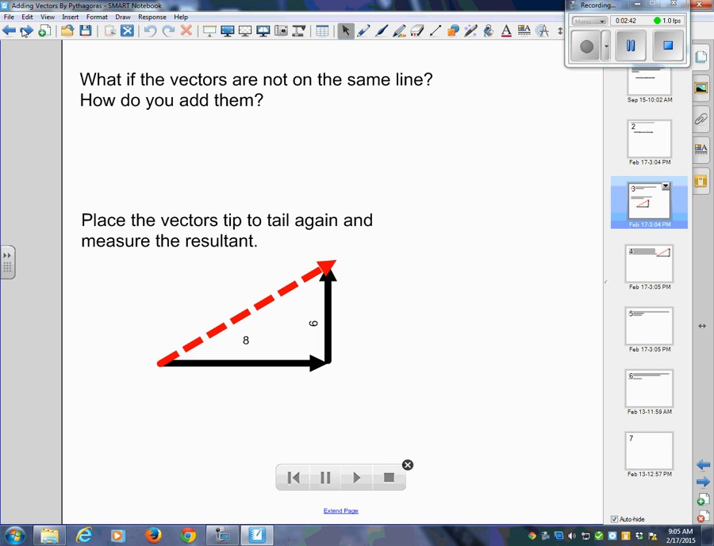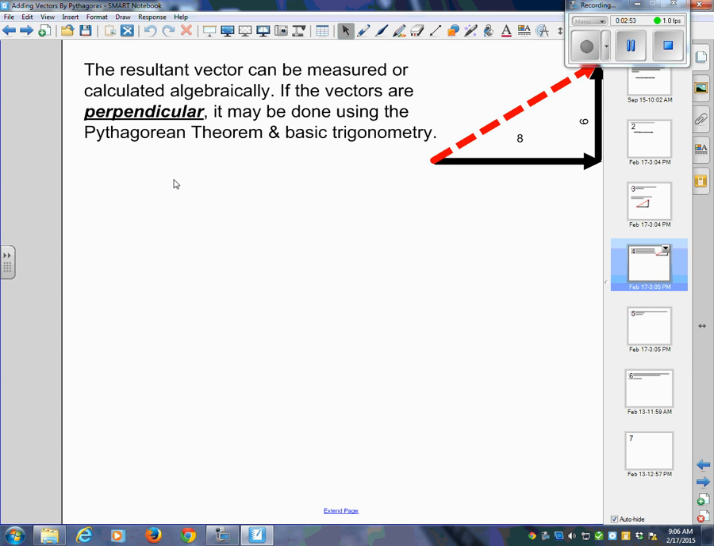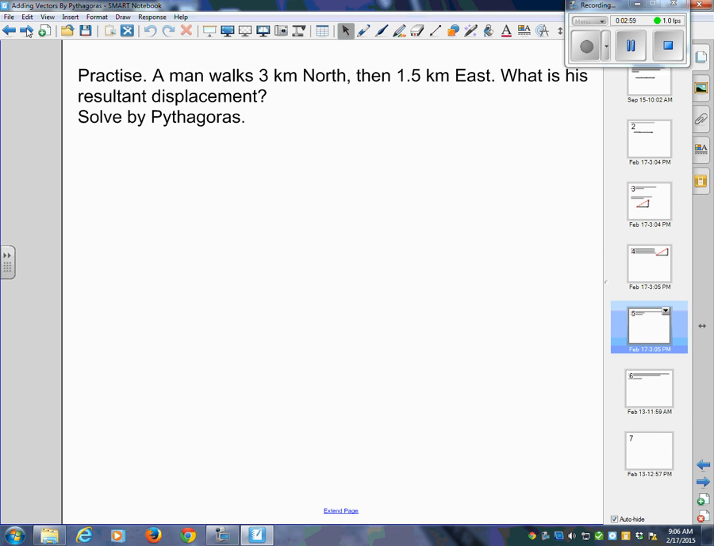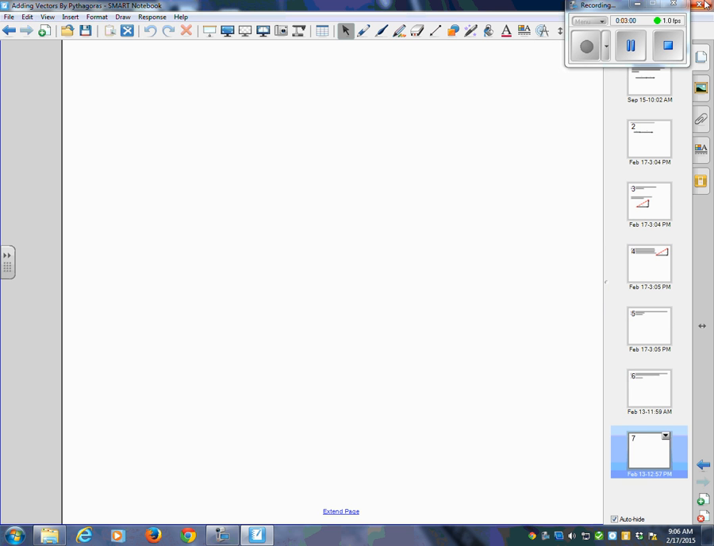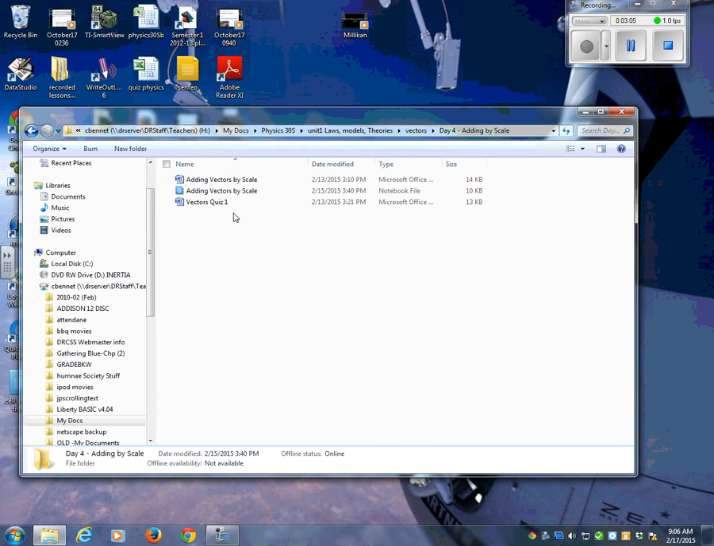Does the order matter? No. Place them tip to tail. If the vectors are perpendicular, what can you use? Pythagoras. Yes. Good old a squared plus b squared equals c squared, right? What if it's not perpendicular? You can't, and that is today's lesson, adding vectors by scale.